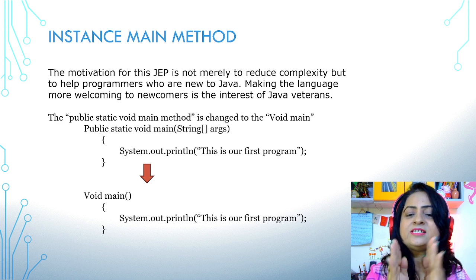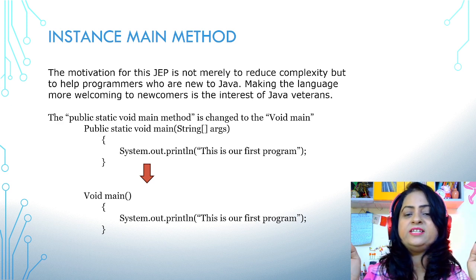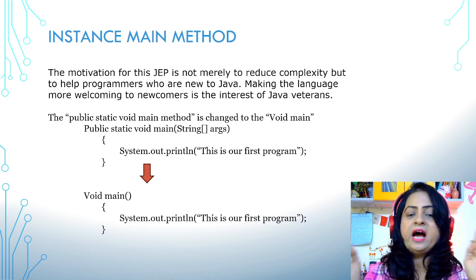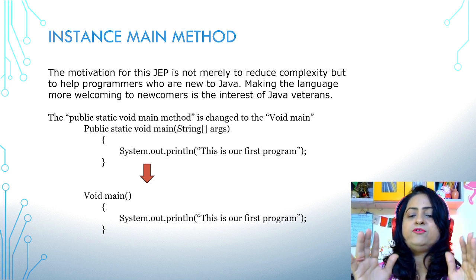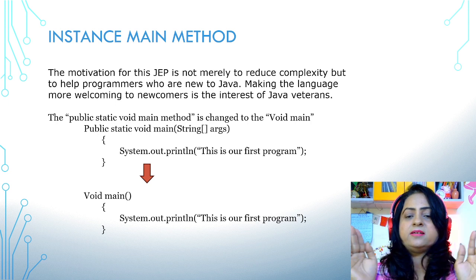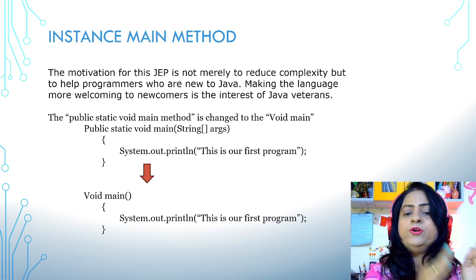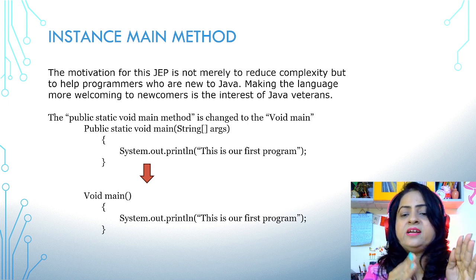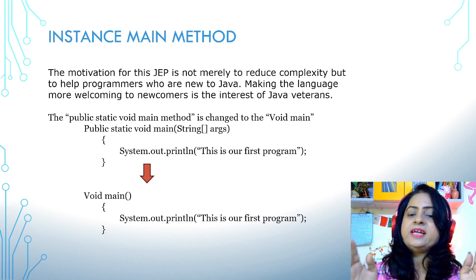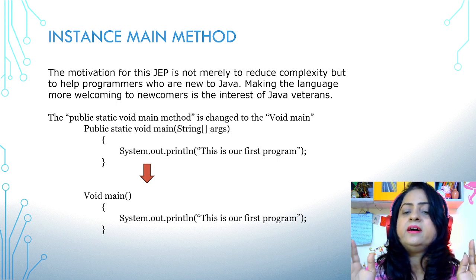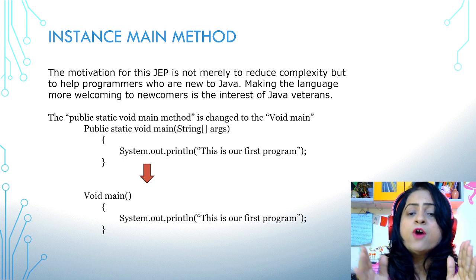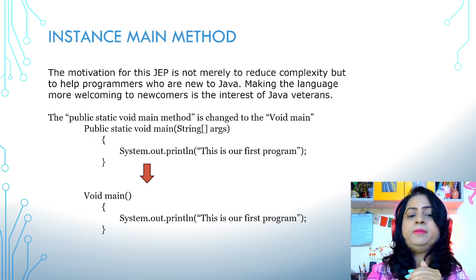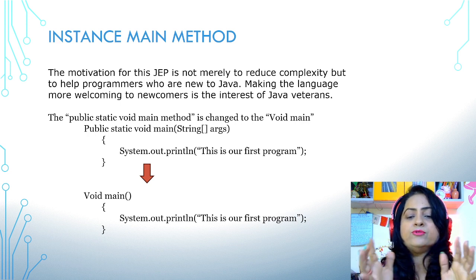So they resolved the complexity of the main method. Now in Java 21 it is just void main. You have to write only void main and that's it. No command line argument, no access modifier, no static, nothing. And inside that you can write any logic. This is how simple your first method becomes; the point of entry or execution point becomes so easy.